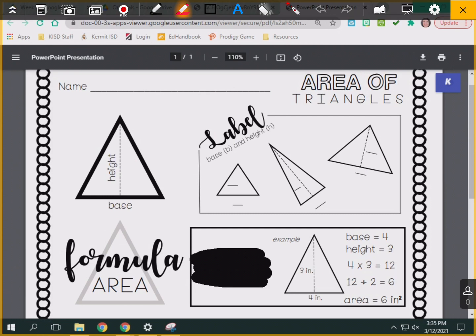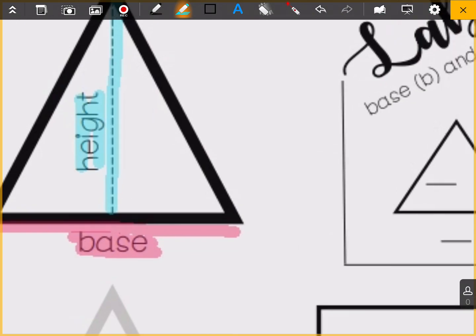So with these triangles, some of the times you're going to see the base as the bottom, and then the height would be the one that has that dotted line like in the parallelograms for the height. Another thing you can look for is a right angle, that little square box right there. That will tell you the height and the base, because those two have to touch in order to be your height and the base. These two touch right here.